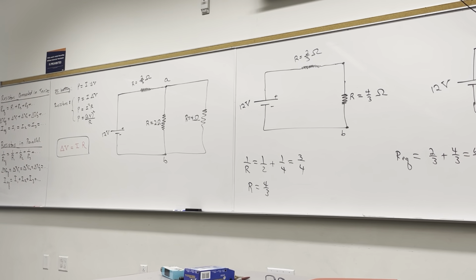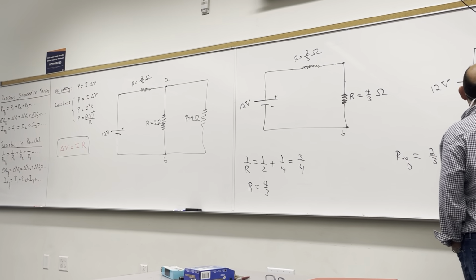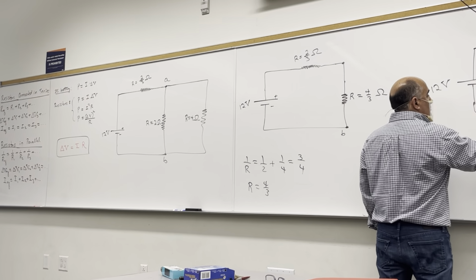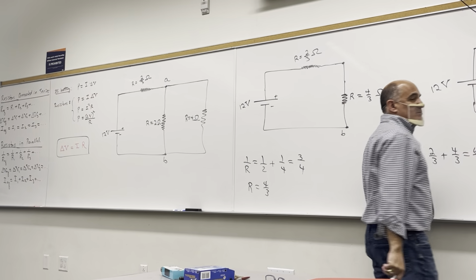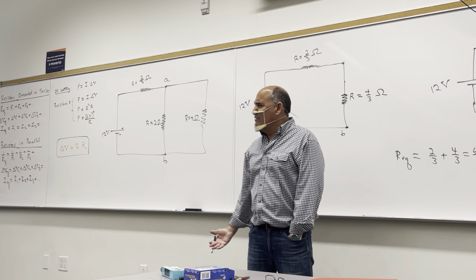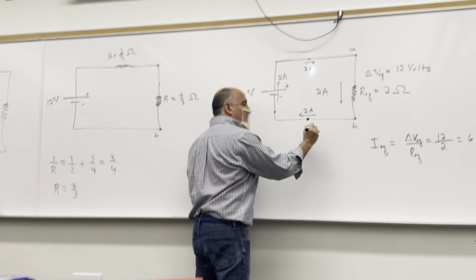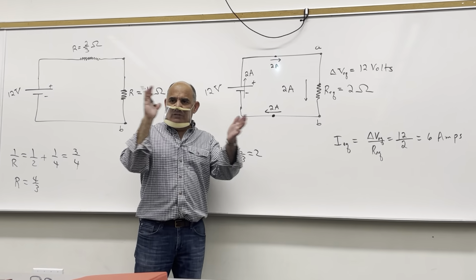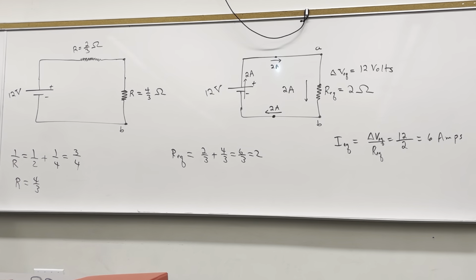And what will be the current over here? 2 amps. What will be the current over here? 2 amps. What will be the current through the battery? 2 amps. What does it mean, 2 amps? It means that if I consider a cross-sectional area of this wire and I measure the charge that goes through it in 1 second, I'm going to have 2 coulombs going through that cross-sectional area of the wire in 1 second. In the next second, another 2 coulombs. In the next second, another 2 coulombs.